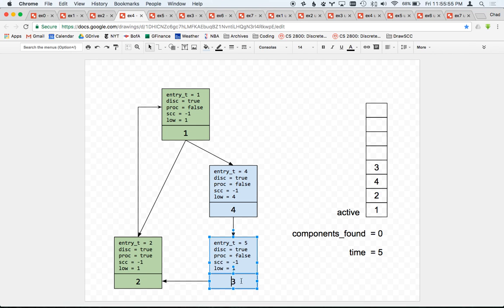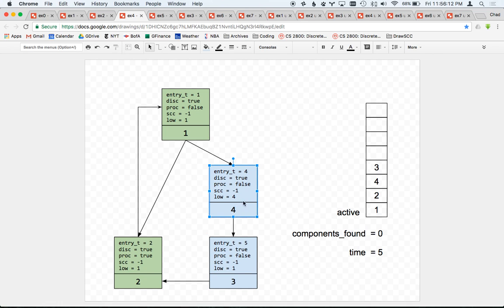And we have finished processing all the edges out of vertex 3. We check to see whether low of 3 is equal to 3, which it is not. So we haven't found a strongly connected component yet.